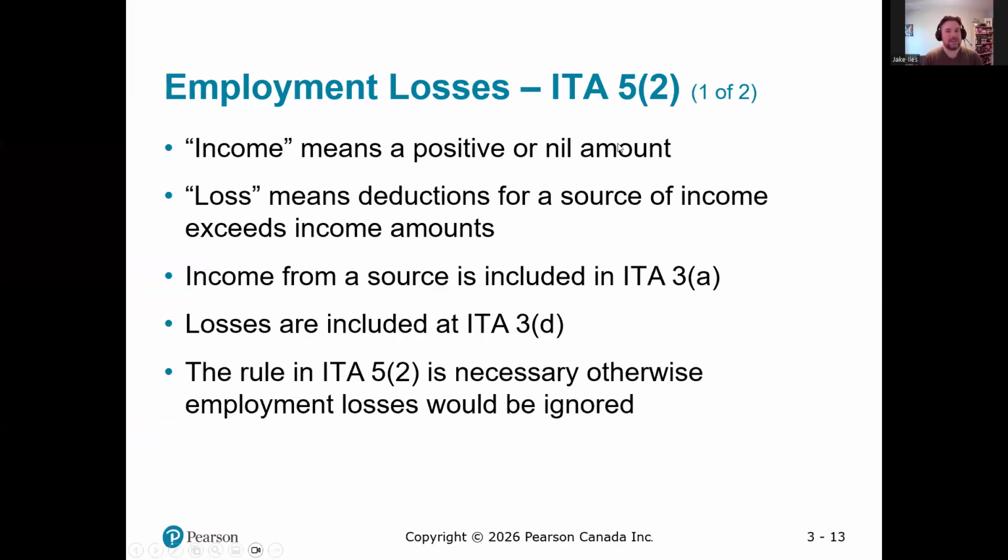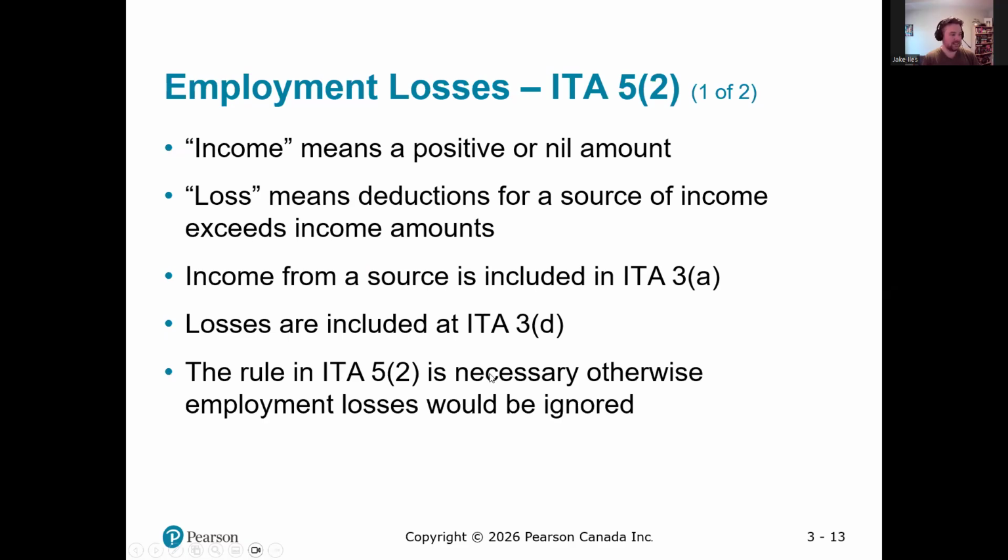So employment losses. We talk about employment income, but if some employment's allowed to have expenses, it could come about that maybe for the first bit of my job, especially if I'm in sales, maybe I have some customer deductions, some expenses, but I haven't gotten any commissions yet to make up for it. So I have some losses. Income means a positive or nil amount. Loss means deductions for a source of income exceed the income amount. Income from a source is included in Income Tax Act 3. Loss is included in 3D.